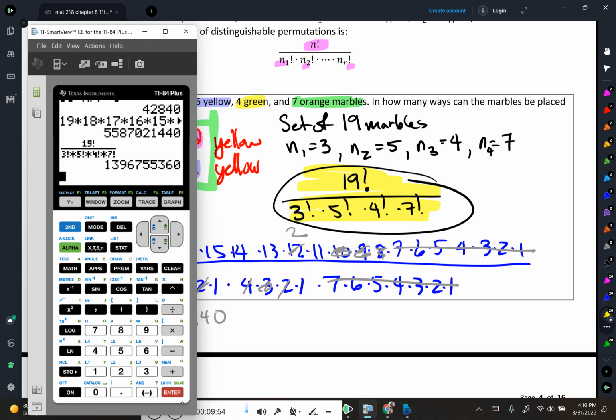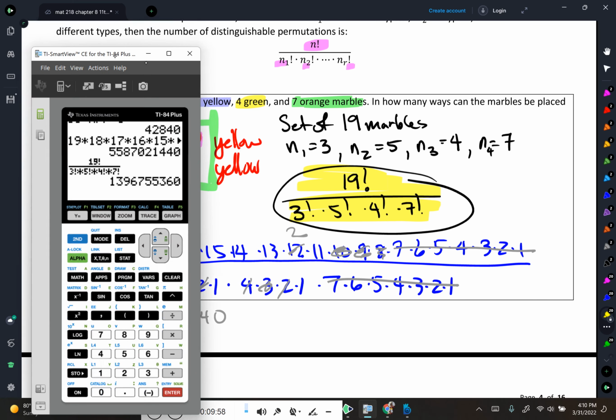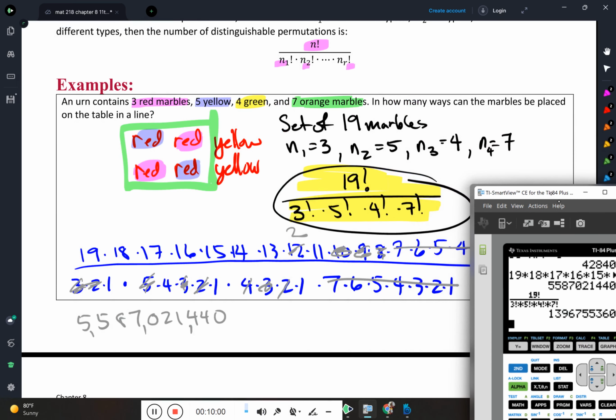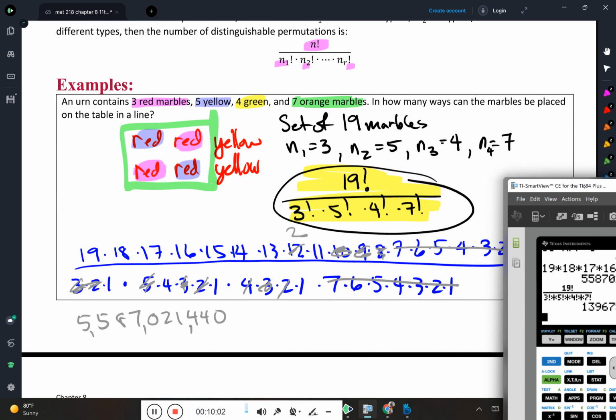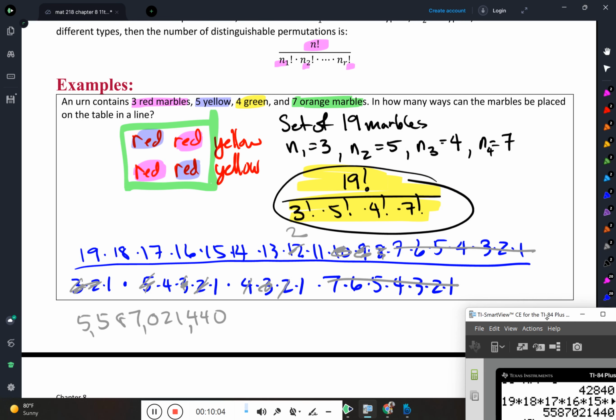That number should be the same as that other number. I must have screwed up somewhere. Where did I screw up in my math? I don't like when I make mistakes. Something about doing that math must have messed up. There's the 7, 6, 5, 4, 3, 2, 1. There's the 7, 6, 5, 4, 3, 2, 1.